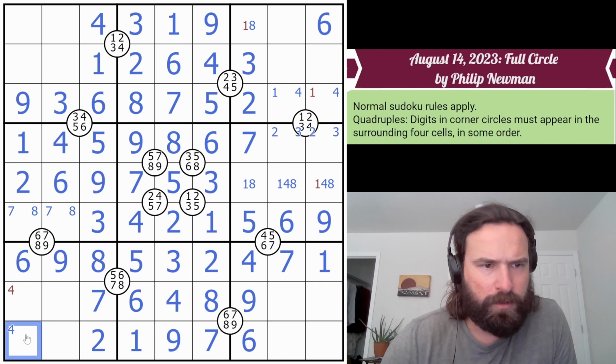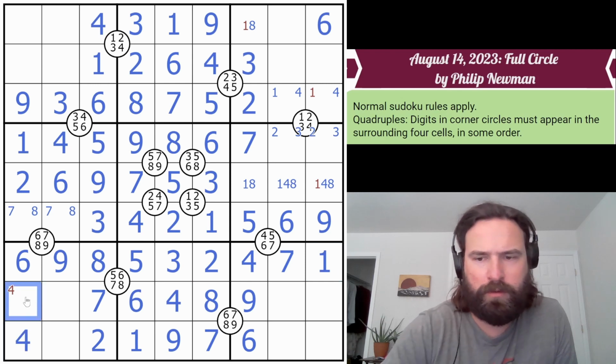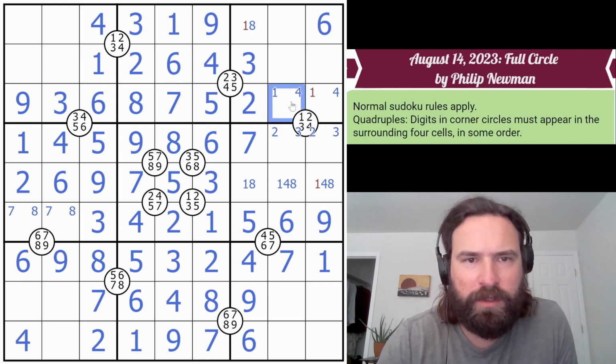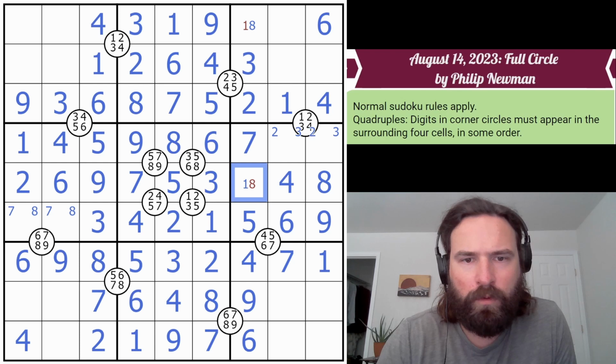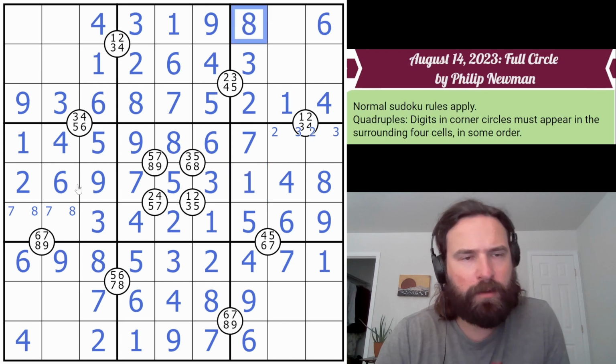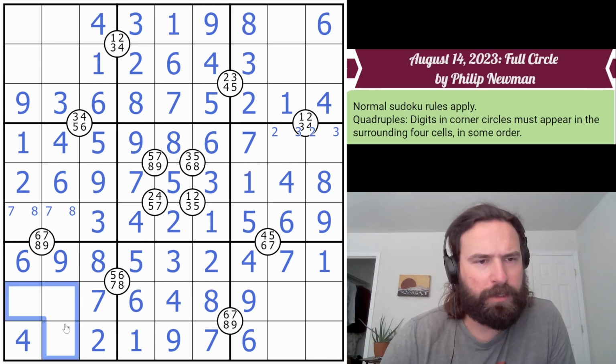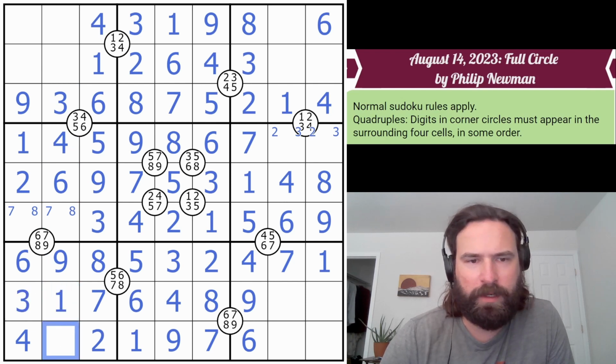A lot of stuff settled up here. 1, 4, 8, 4, 1, 8, 1, 3, 5 here it looks like. A 1 there, 3 there, so this is a 3. This is a 1. This is a 5.